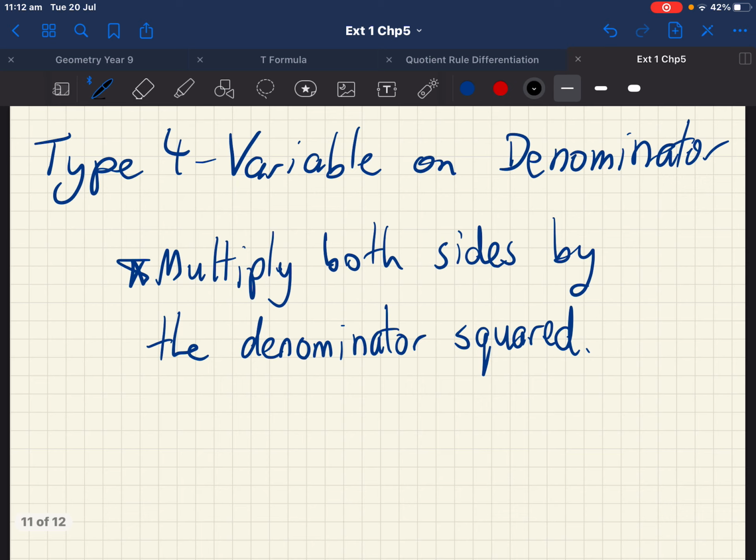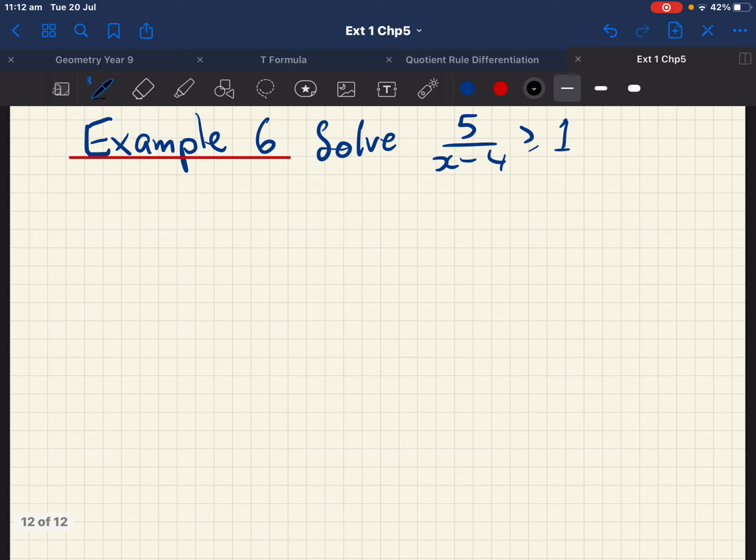All right, on to our final type. What do you do when the variable's on the denominator? So typically the main method is to multiply both sides by the denominator squared. And the whole idea of that is it avoids us having to deal with the scenario of what if the denominator is negative? So if you were just to solve this inequality as it stands, like if it was a normal equation, for example, you would take that x minus 4 over to the other side, right? By ultimately multiplying by x minus 4.